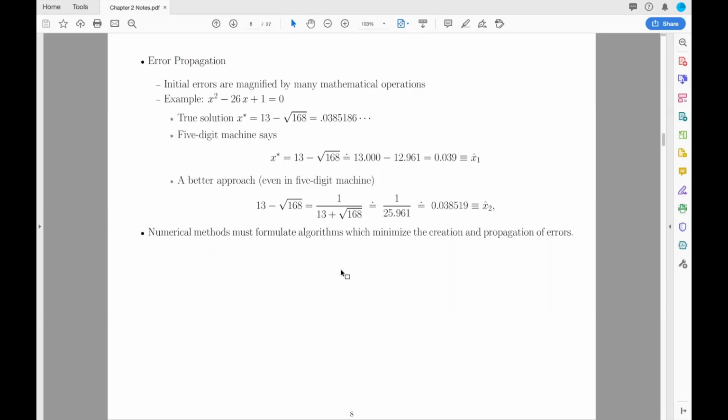Now, here's an example of the challenge. You start with 16 digits precision, you do a little arithmetic, and you've lost 6, 7, maybe even 8 digits. You don't have to do much arithmetic and you start losing precision. Now, by the way, doing an example in 16 digits is ugly.